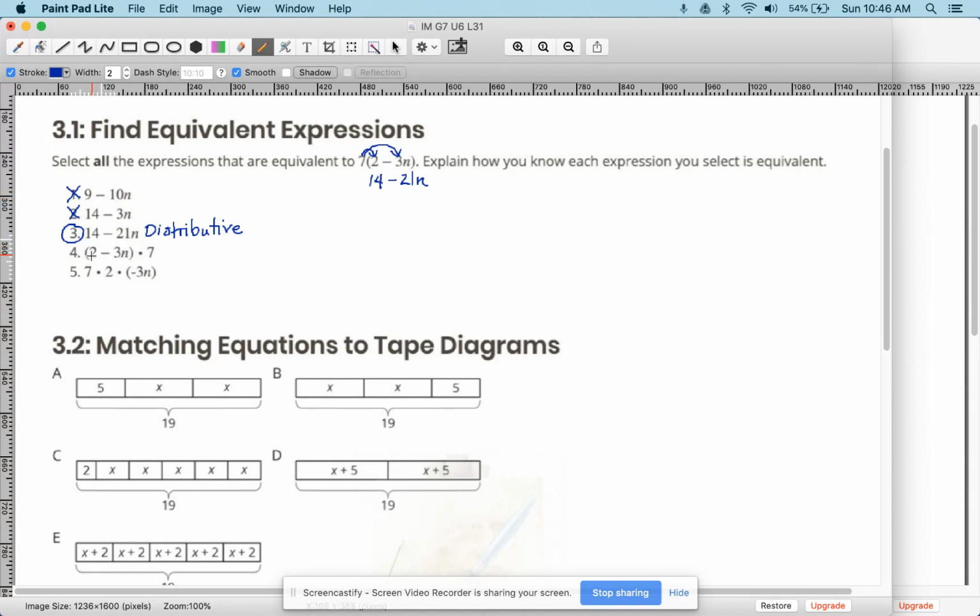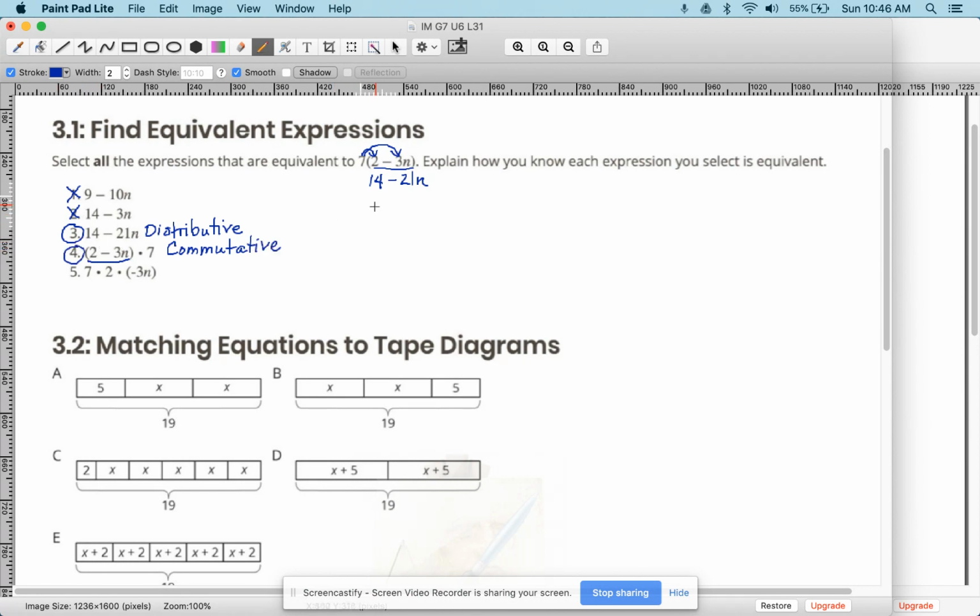Here they have (2 minus 3n). Well, look at that. That is the same thing that is in this parentheses, 2 minus 3n, and then they're multiplying it times 7. Well, all they did was they took the 7 here and put it on the back side. And we know that you can do that because multiplication is commutative. So through the commutative property, we know this one is also true.